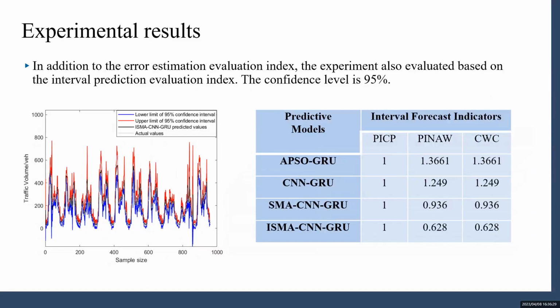In a word, the experimental results show that the ISMA-CNN-GRU model has better prediction performance.